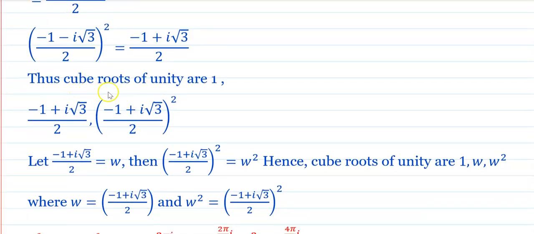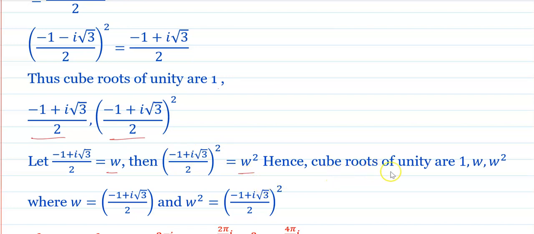Thus, the cube roots of unity are 1, minus 1 plus I root 3 upon 2, minus 1 plus I root 3 upon 2 bracket square. मग हे दोन्ही कसे येतात आता सेम आले, परंतु इथे काय फक्त ब्रॅकेट स्क्वेअर आहे. Suppose that minus 1 plus I root 3 upon 2 we consider as W, मग पुढचं जे रूट असेल ते किती असेल तर W स्क्वेअर असेल. Means that minus 1 plus I root 3 upon 2 bracket square, that is omega square.